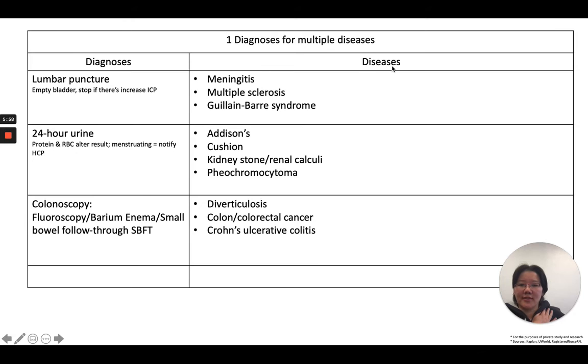Diagnosis and then the disease. I just want to point out that a diagnostic test, for example lumbar puncture, is used to diagnose multiple conditions, not just one. So it's good to know. For example, the 24 hour urine is used for these 3 conditions. And then the NCLEX RN question could say the patient has Addison's, what kind of diagnostic test can we do? Then we can say 24 hour urine.